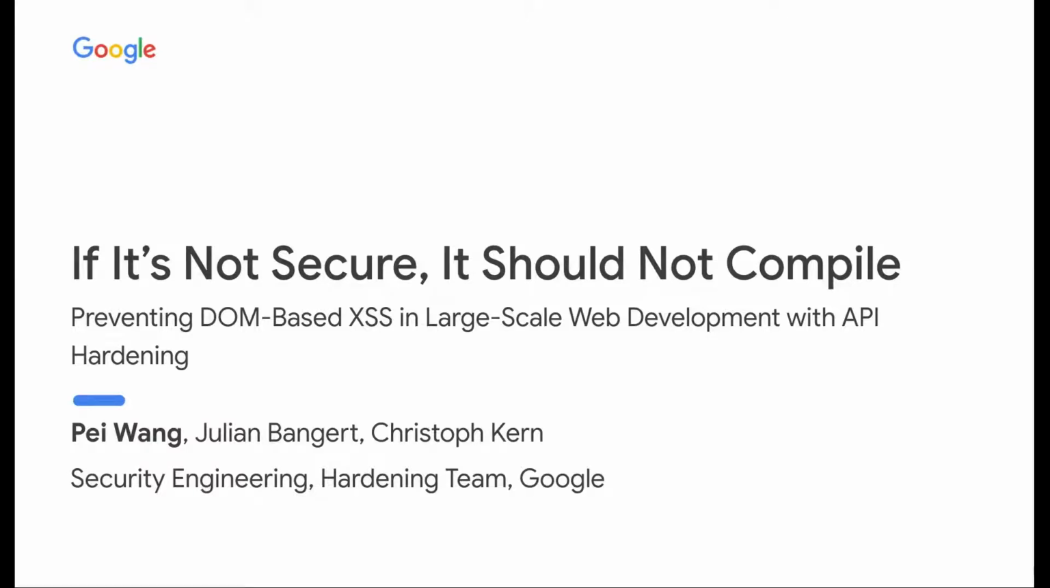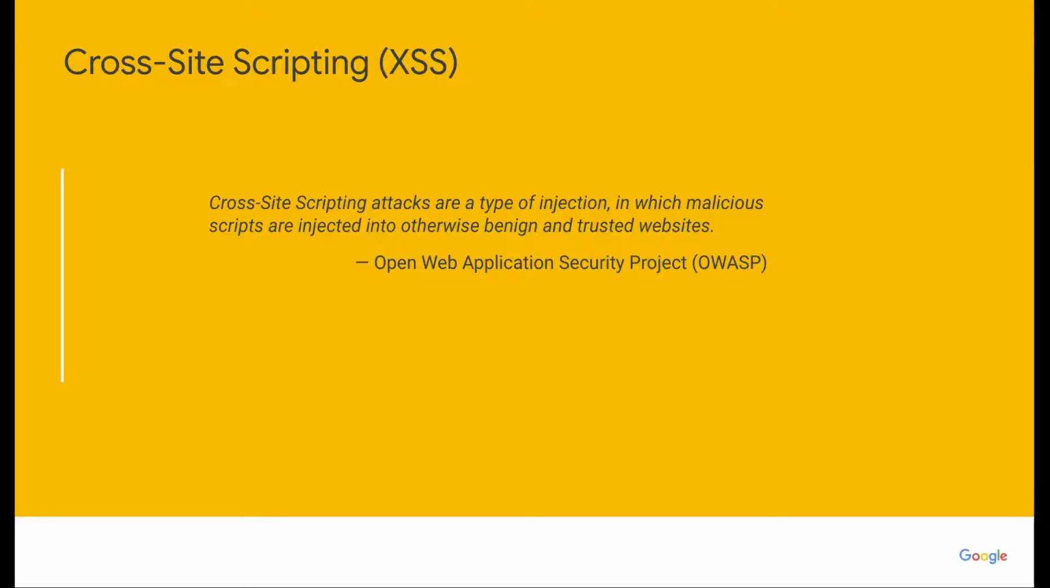Today I'm going to talk about our experience with preventing DOM-based cross-site scripting in large-scale web development with a technique called API hardening. For those who are not already familiar with the matter, cross-site scripting, usually abbreviated as XSS, is a type of injection attack in which malicious scripts are injected into benign and trusted websites and get executed as part of that website. XSS has been one of the most common web security vulnerabilities for a long time.